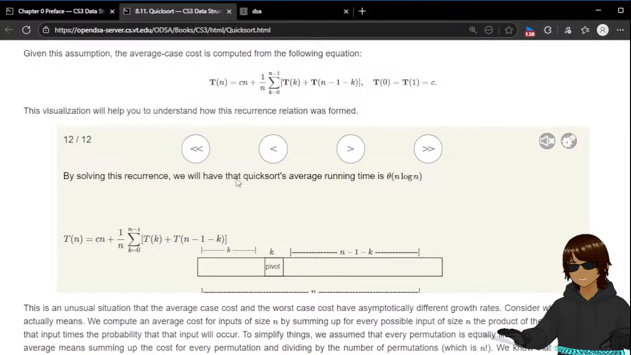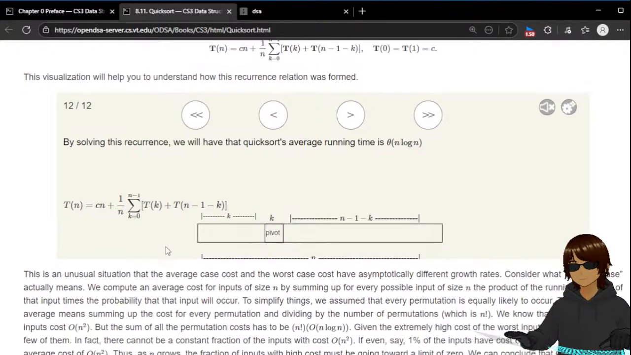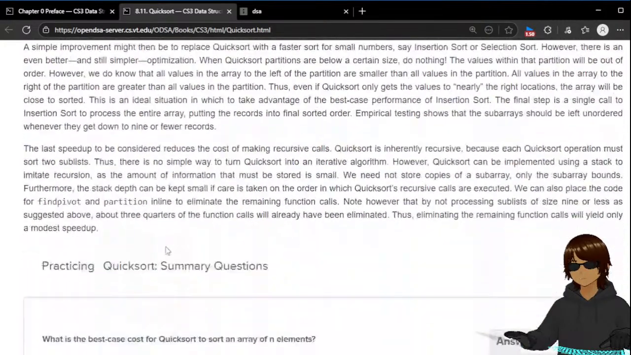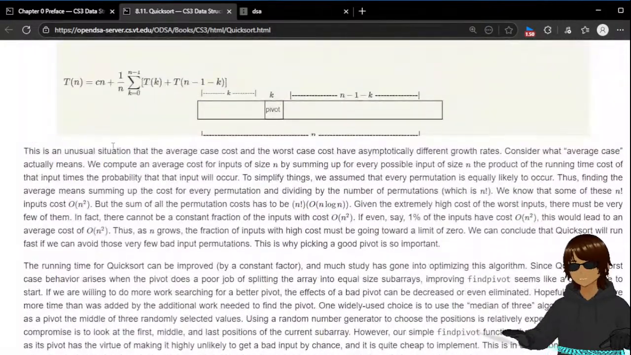By solving this recurrence, we'll have that quicksort's average running time is theta n log n. This is an unusual case where the average case cost and the worst case cost have asymptotically different growth rates.